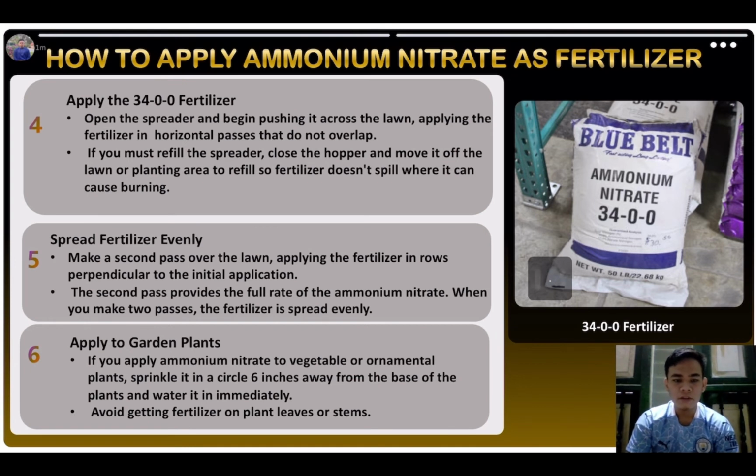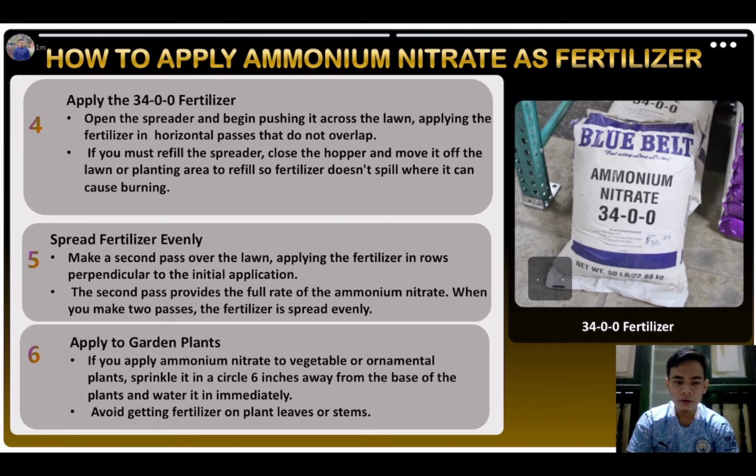The fifth step is to spread the fertilizer evenly. Make a second pass over the lawn. Apply the fertilizer in rows perpendicular to the initial application. The second pass provides the full rate of the ammonium nitrate. When you make two passes, the fertilizer is spread evenly.